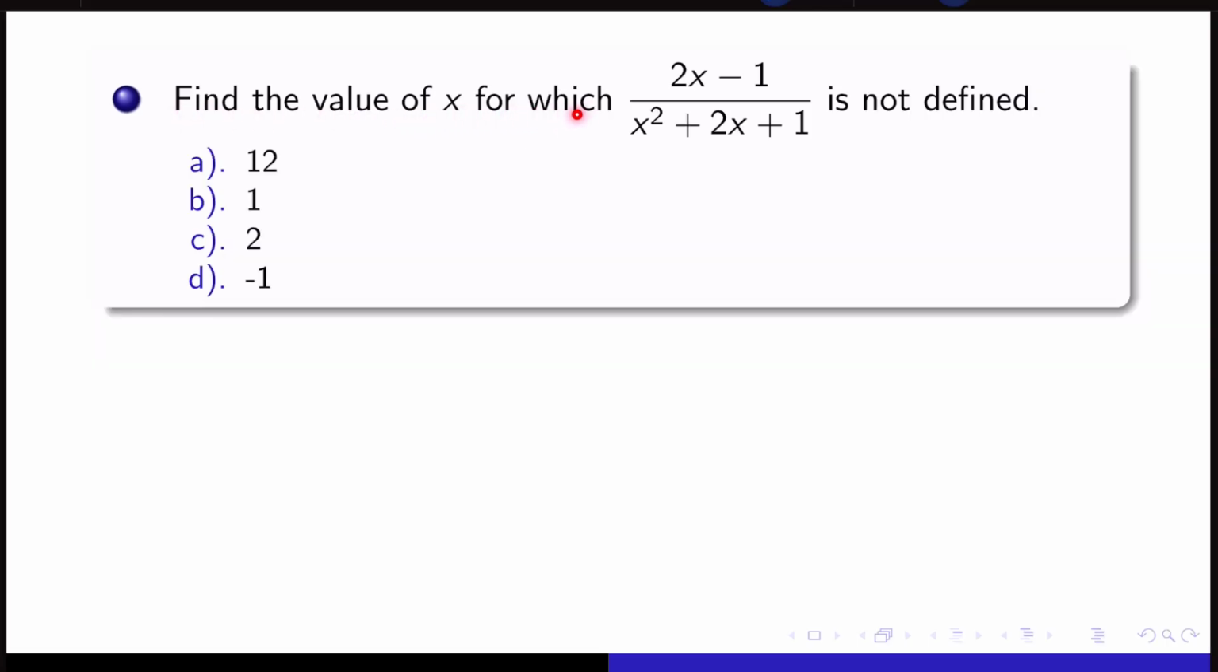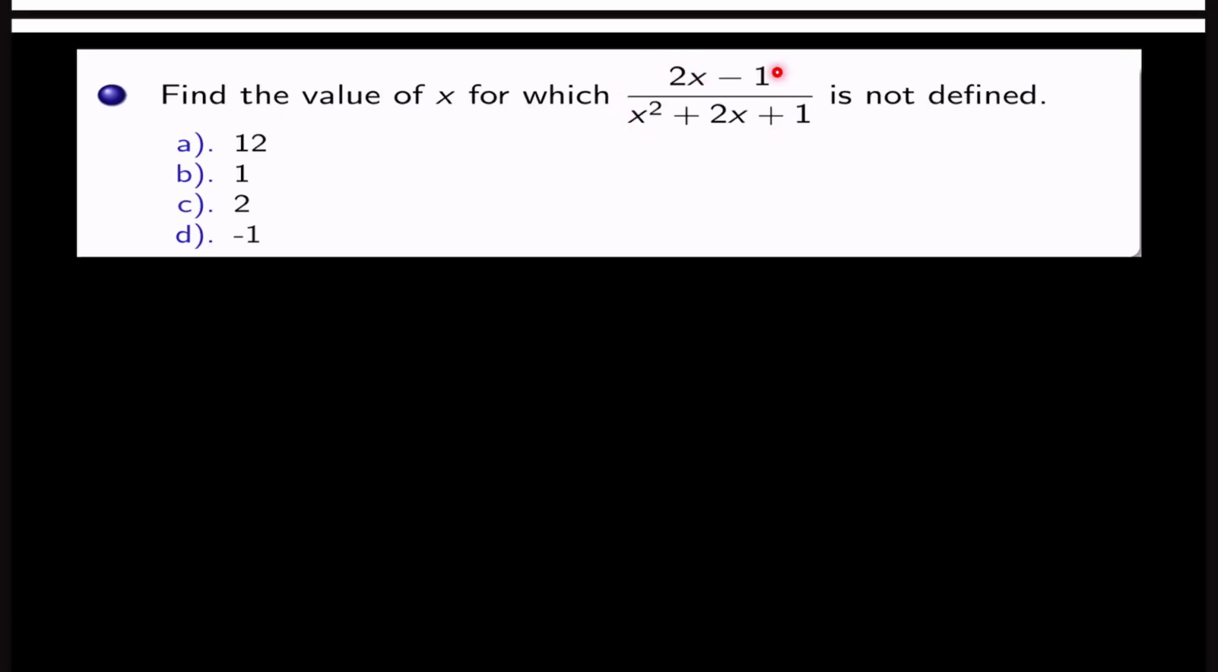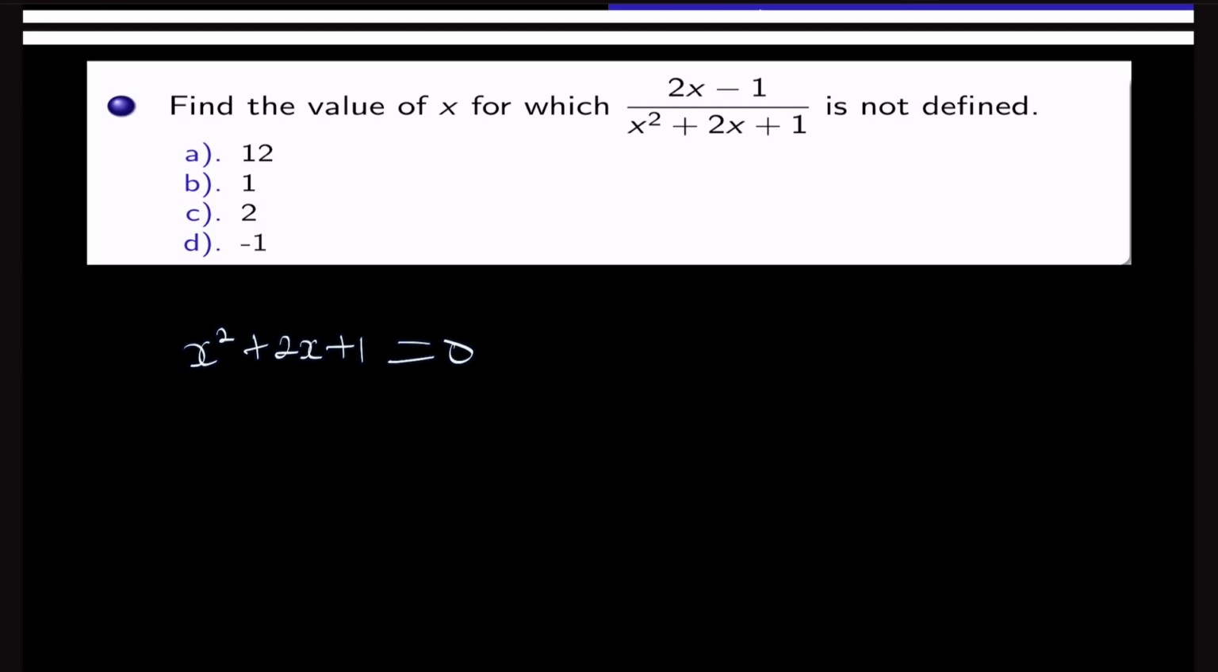Find the value of x for which the expression 2x minus 1 divided by x squared plus 2x plus 1 is not defined. This expression is undefined when the denominator is equal to 0. Thus, when x squared plus 2x plus 1 is equal to 0. So we need to solve for x in this case. We should know that this expression is a quadratic expression, right? So we find the factors of AC which, when we add, we are going to get b. So now those factors will be x plus 1 and x plus 1 is equal to 0, right?